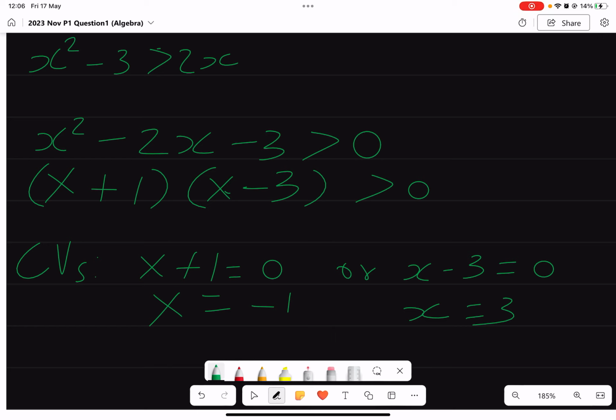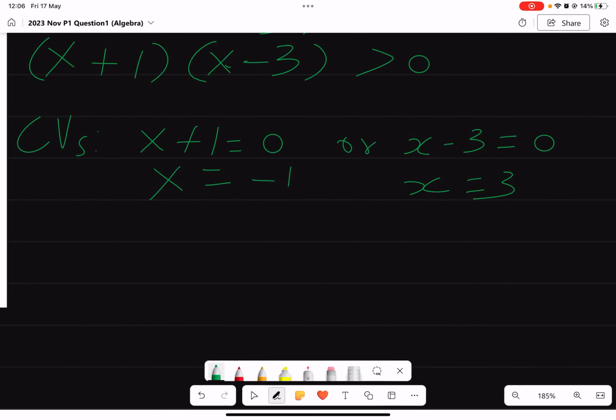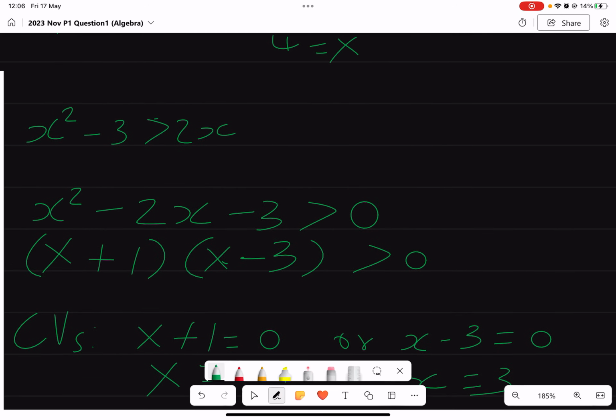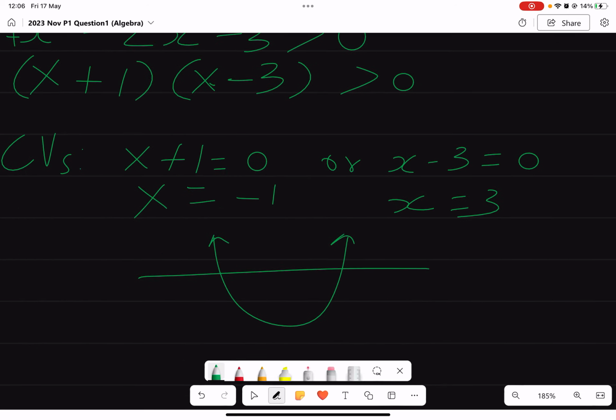Okay, sharp. Now that I have my critical values, I can draw a small parabola here. My parabola is facing up. Why is it facing up? Because if you check here, this sign is positive, this sign is positive. This is a parabola, guys, and it is facing up because your a is positive. Its x-intercepts are your critical values, basically. So this side you have -1, that side you have 3.